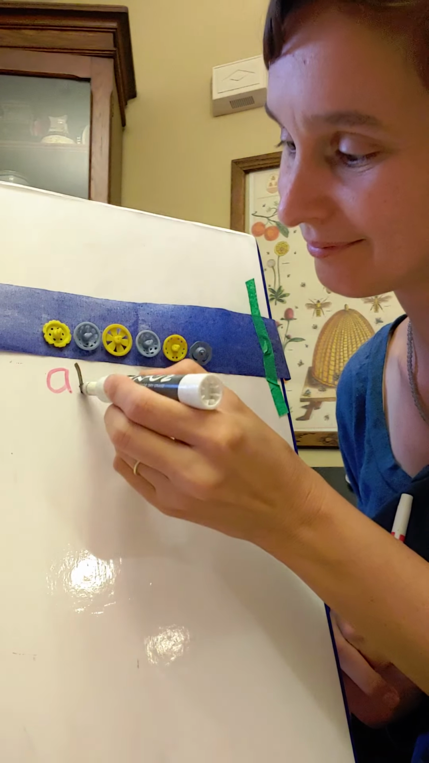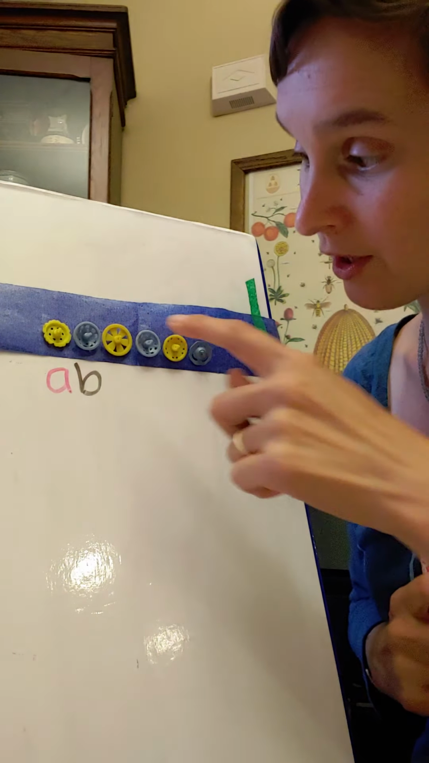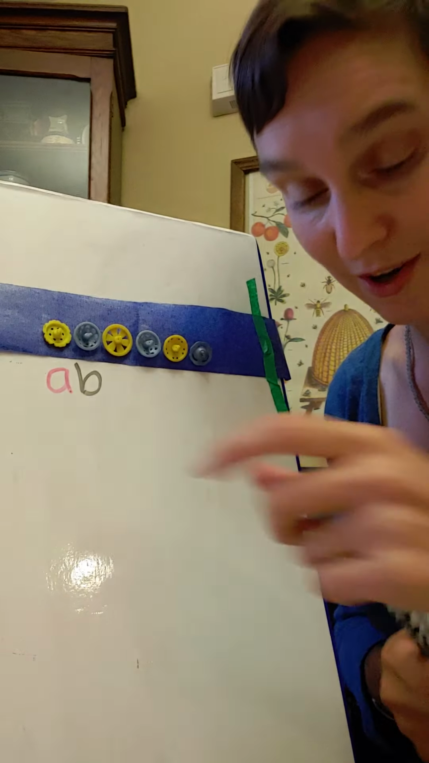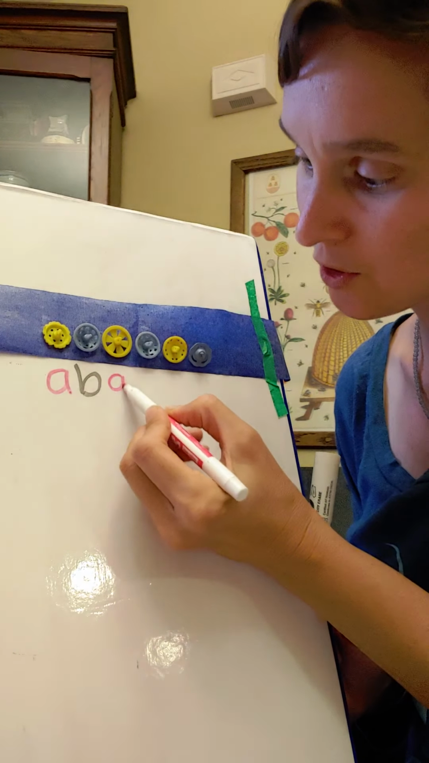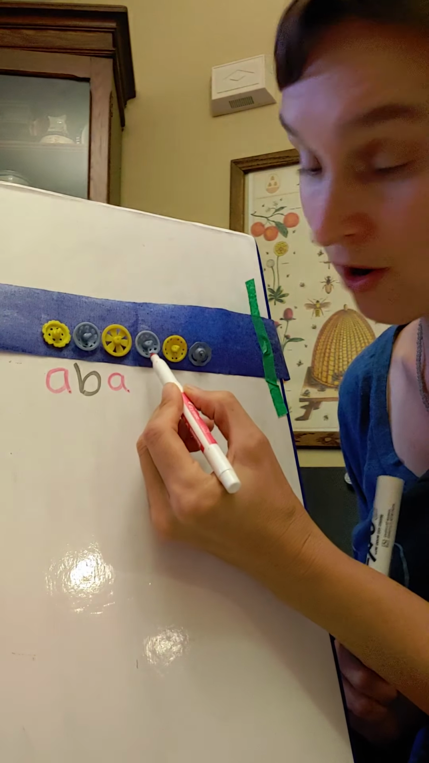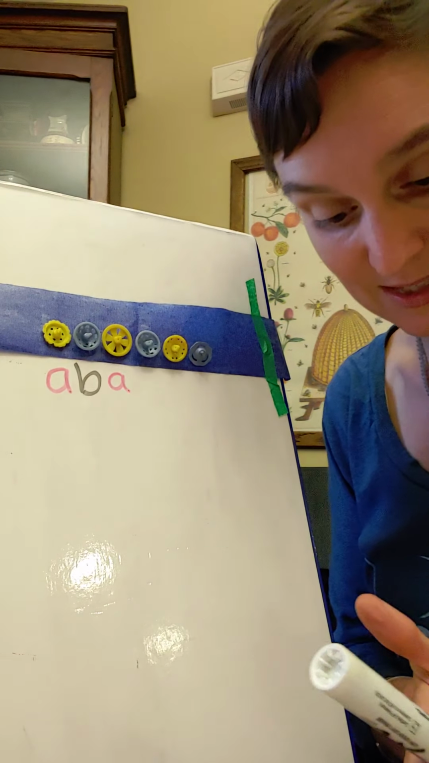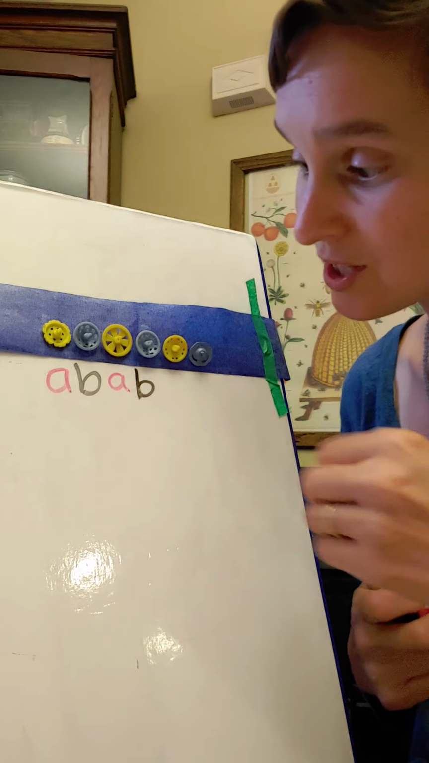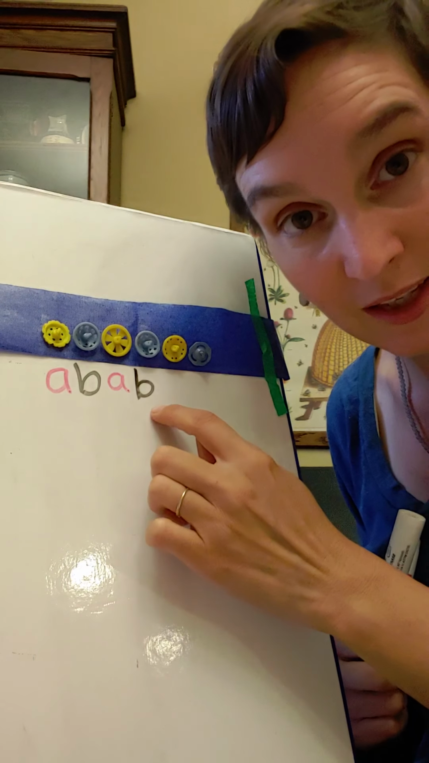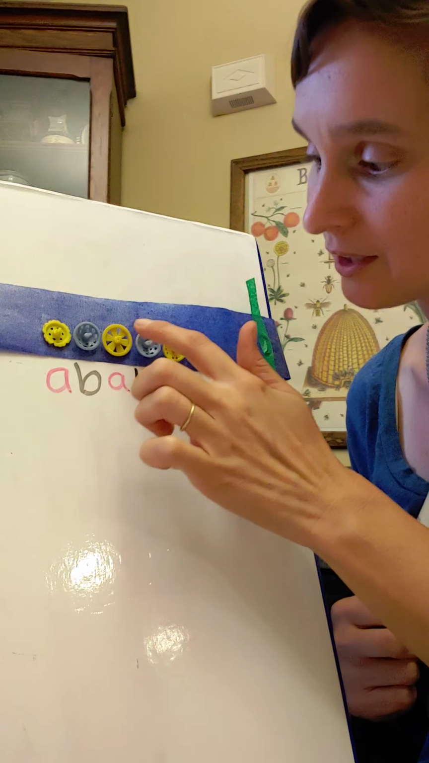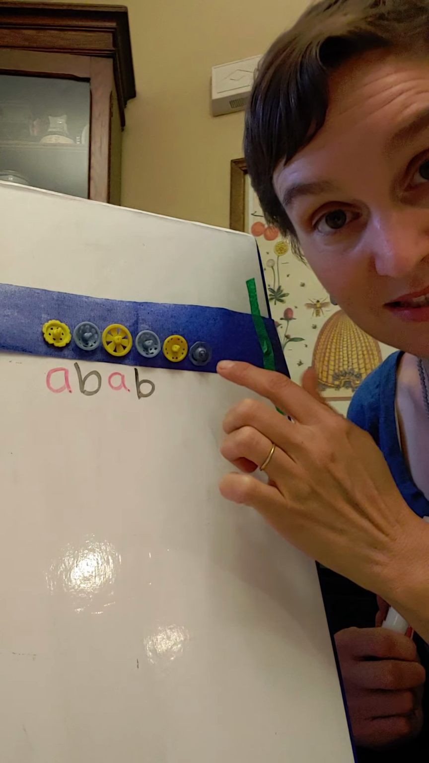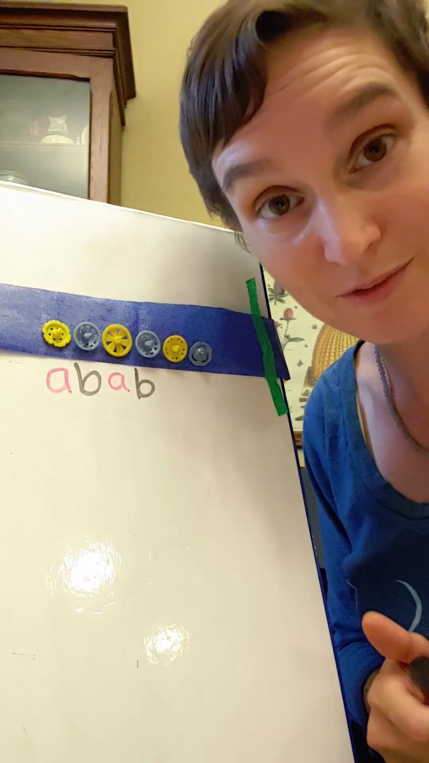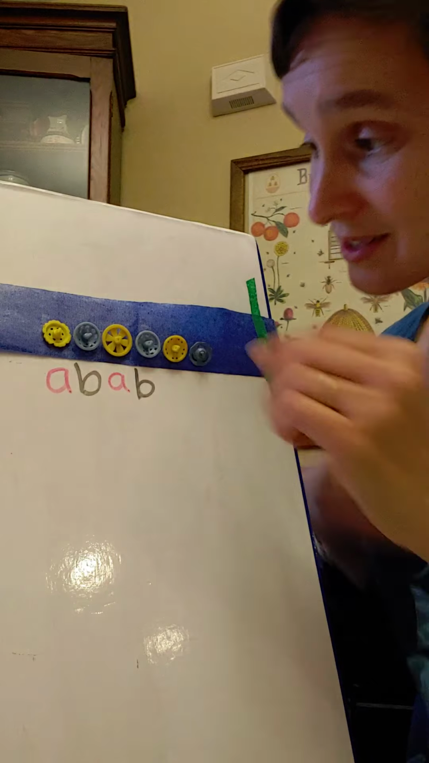So here's B. But look, the next color in our pattern repeats. It's the same one as before, so it's the same letter, and that is A. So we've got an A, B, A. Oh, that's the same one as before, so I'm going to use that same letter to label it, and it's B. So this is called an A, B pattern. Yellow, blue, yellow, blue, yellow, blue is the same thing when we use this label as A, B. That's a kind of pattern.